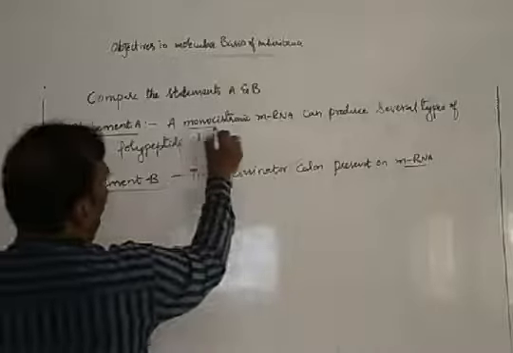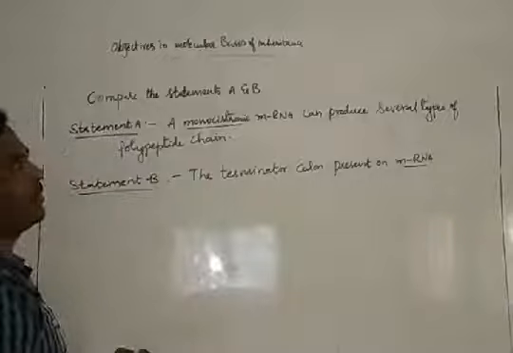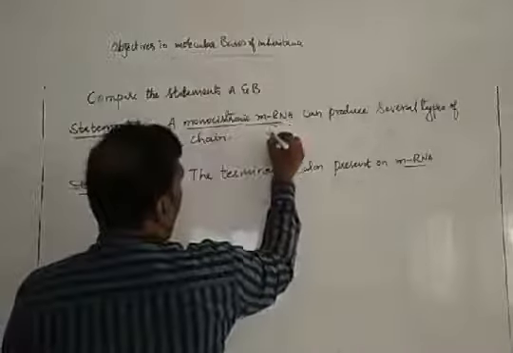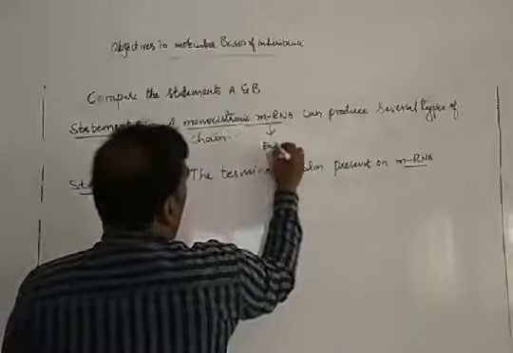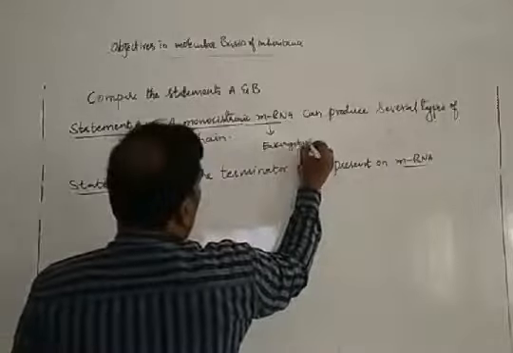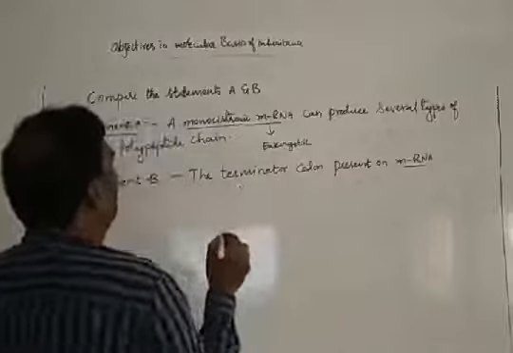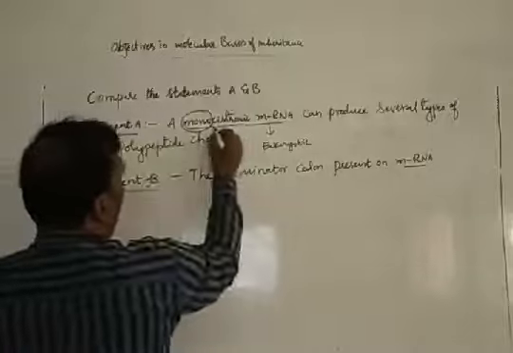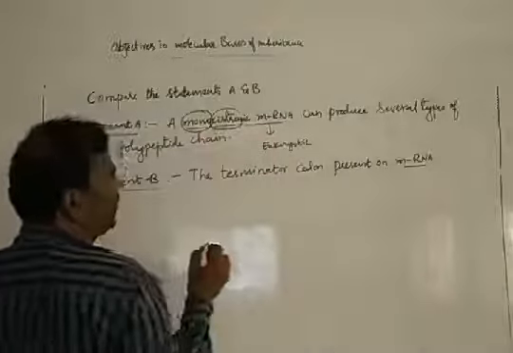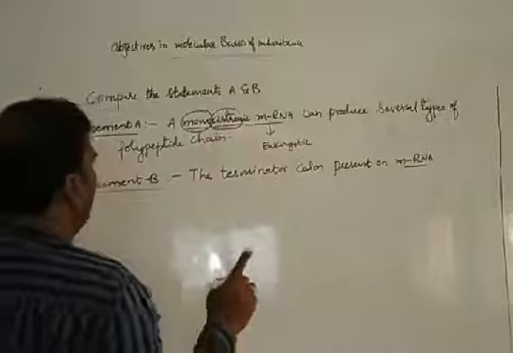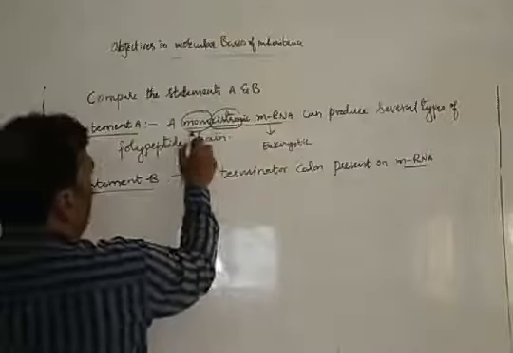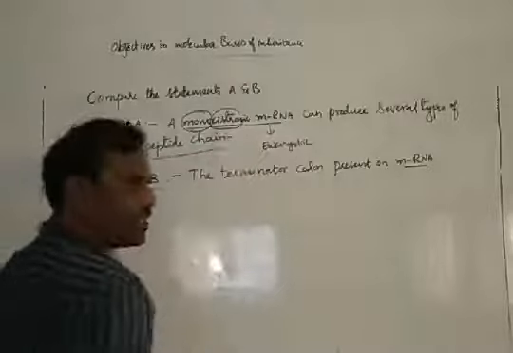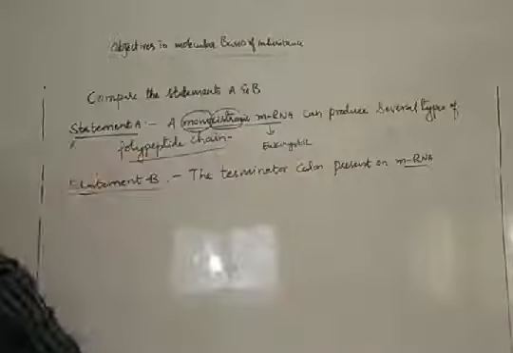A monocistronic mRNA can produce several types of polypeptide chain. This monocistronic mRNA we see in eukaryotic organisms. Mono means one. Only one cistron is present here, and this one cistron can produce only one protein. But the statement says it produces several types of polypeptide chain, meaning several proteins. So this statement is wrong.